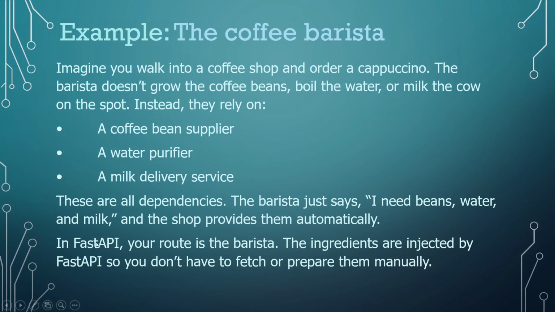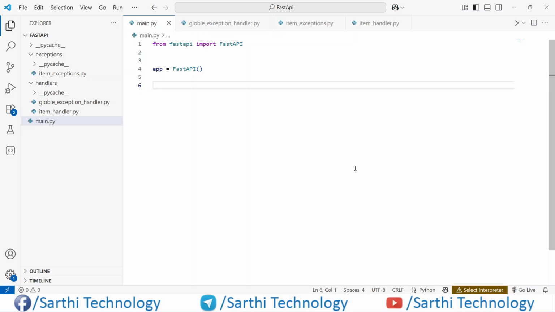So in FastAPI's case, your route is the barista. The ingredients are injected by FastAPI, so you don't have to fetch or prepare them manually. Now let's see this in our FastAPI example, then things will be more clear. Let's see one practical example. Just open your Visual Studio Code. Here we will take the same example and create one coffee.